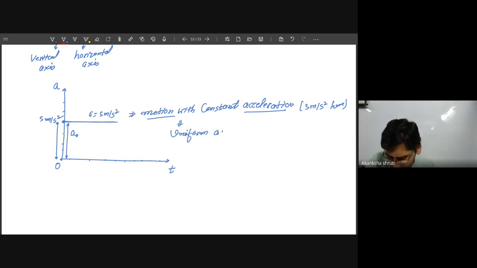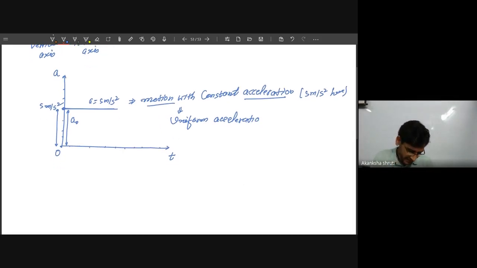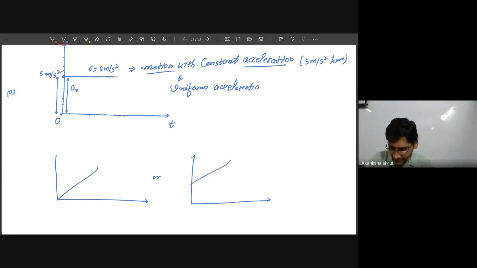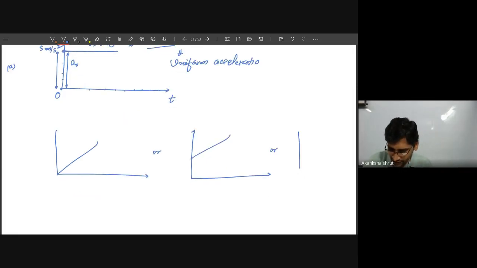Uniform acceleration means acceleration has a fixed value. If the acceleration itself is changing, then maybe initially the acceleration is 0, or it may be possible that initially there is certain acceleration and acceleration itself is changing, or it may be possible that initial acceleration is further going to reduce. So all these are acceleration versus time graphs.